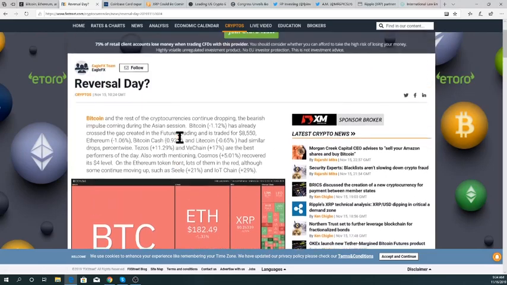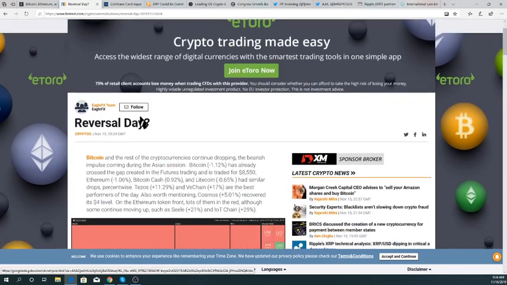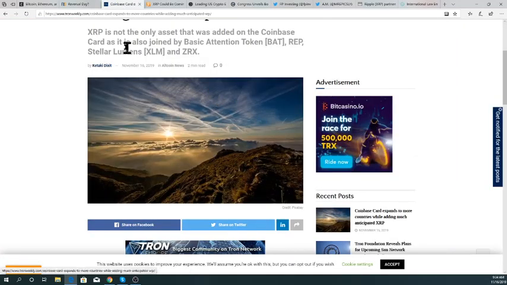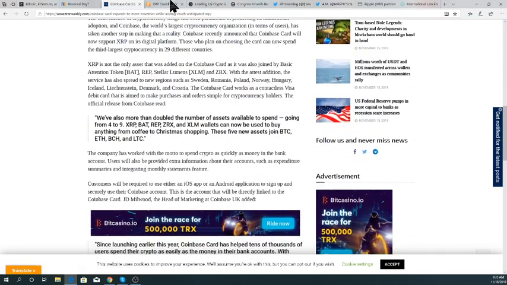Another one showing is the reversal here. I hope so. It should be here. Now this one is also a positive one. XRP is not the only asset that was added. Yeah, there were others too, but the key is XRP is also added, and they are actually anticipating to move into different countries. They are expanding into different nations.